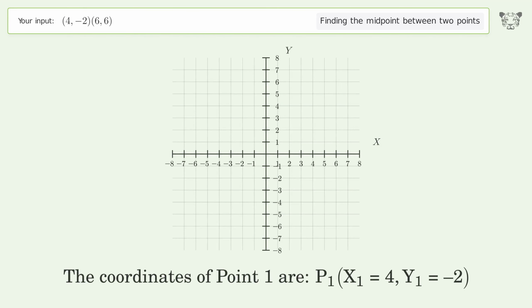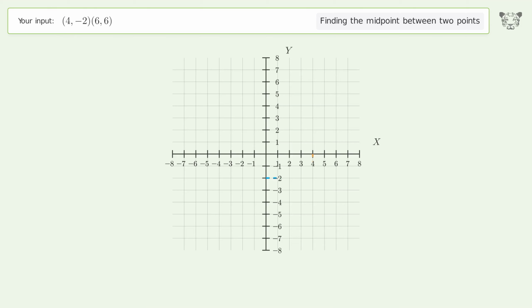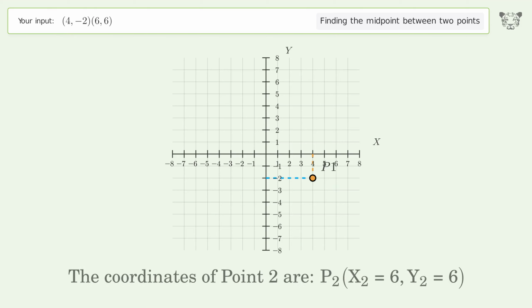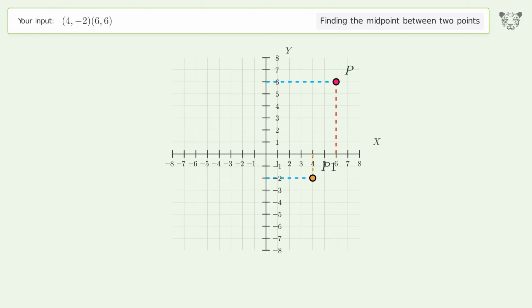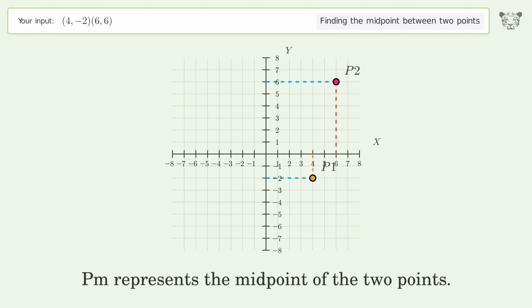The coordinates of point 1 are x1 equals 4, y1 equals -2. The coordinates of point 2 are x2 equals 6, y2 equals 6. PM represents the midpoint of the 2 points.